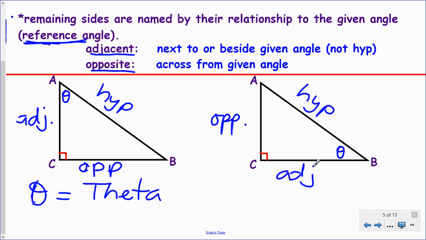Okay? So your opposite and adjacent are all in relation to the given angle. And we're talking about the acute angles in the triangle. Okay?